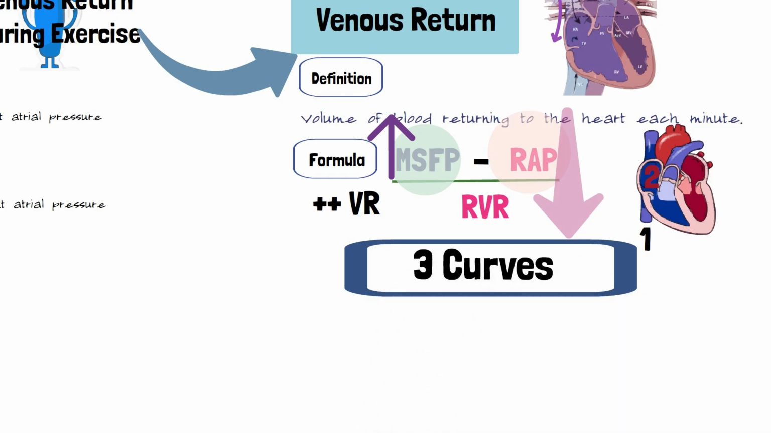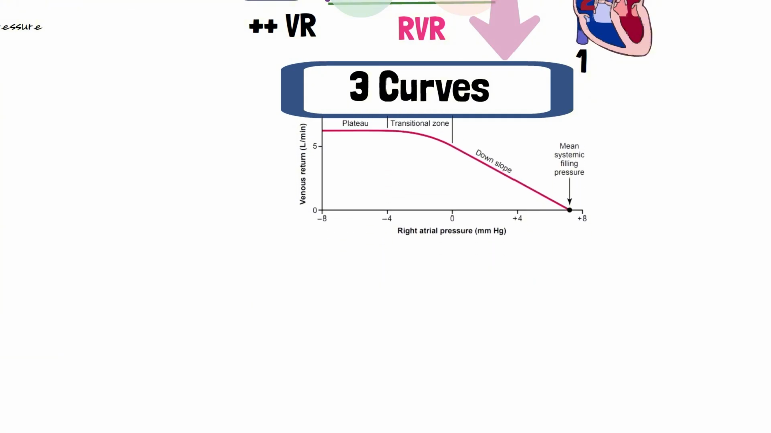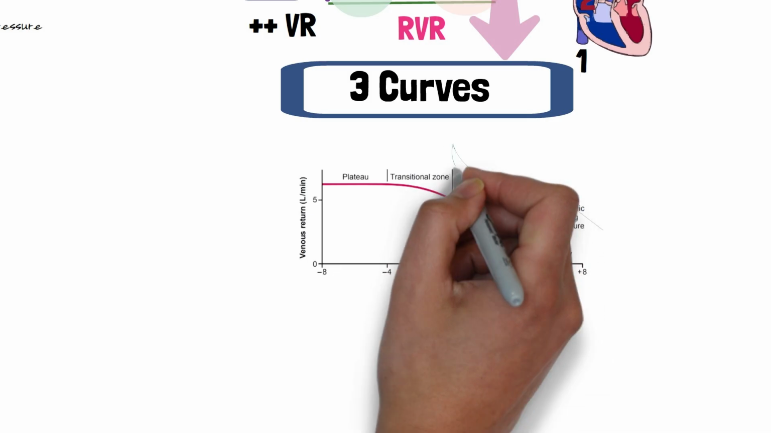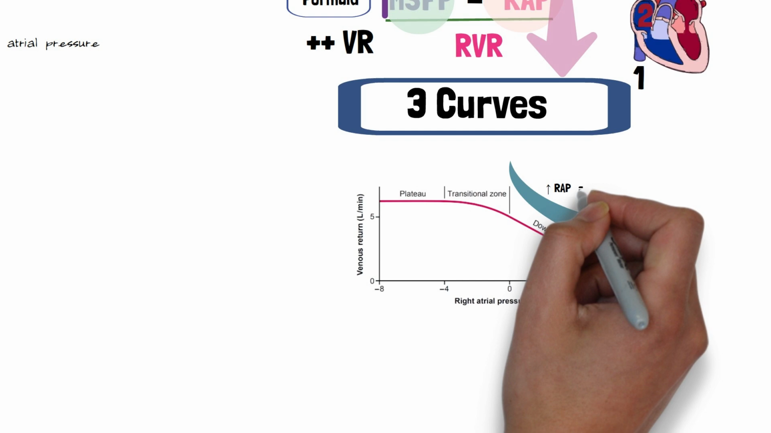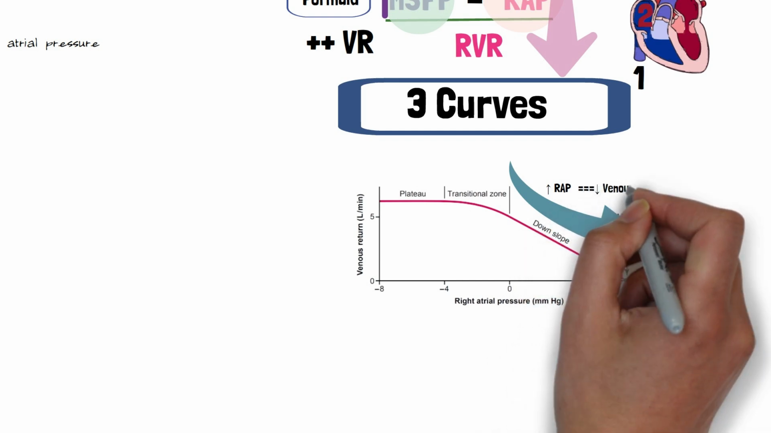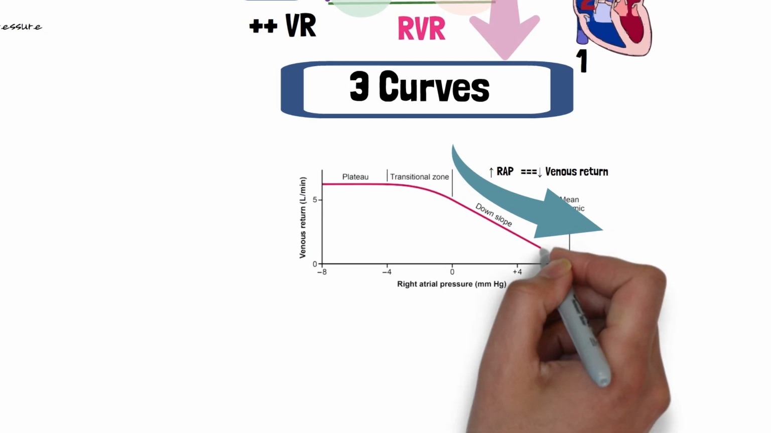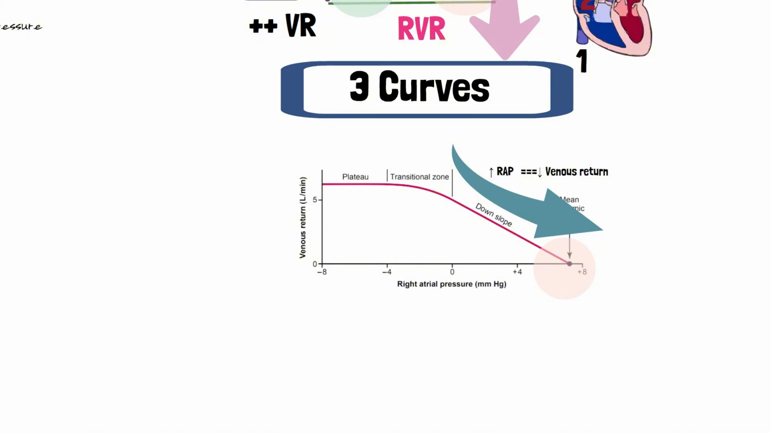The curve shows the relationship between the right atrial pressure and the venous return. As the right atrial pressure increases, the venous return decreases. So it is an inverse relationship. Okay. But here it is important to know that we have two important points. First, the intercept with the x line, and this represents that the venous return equals 0.